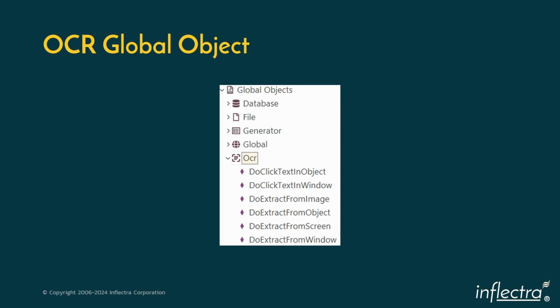Using the OCR global object in Rapise, you may not only extract text, but also determine coordinates of text on a screen and interact with it. Let's see it in action.